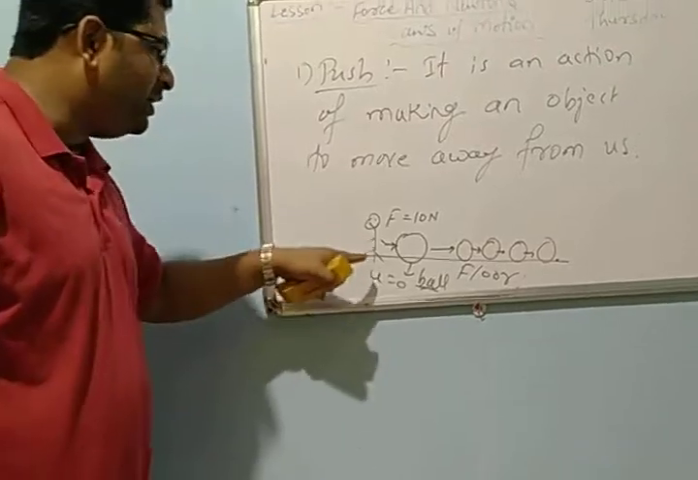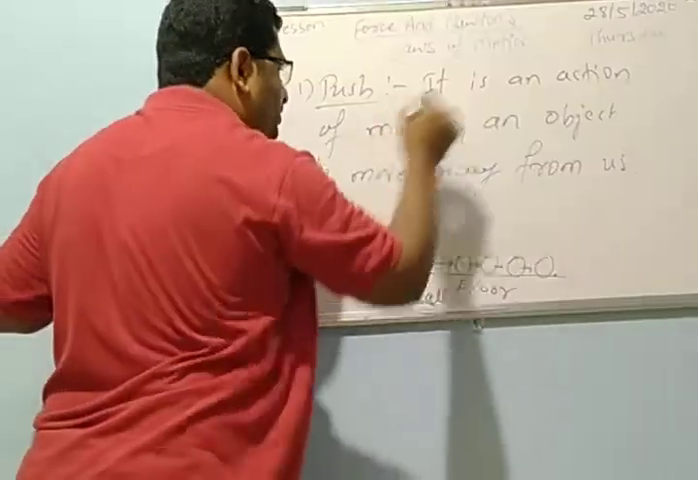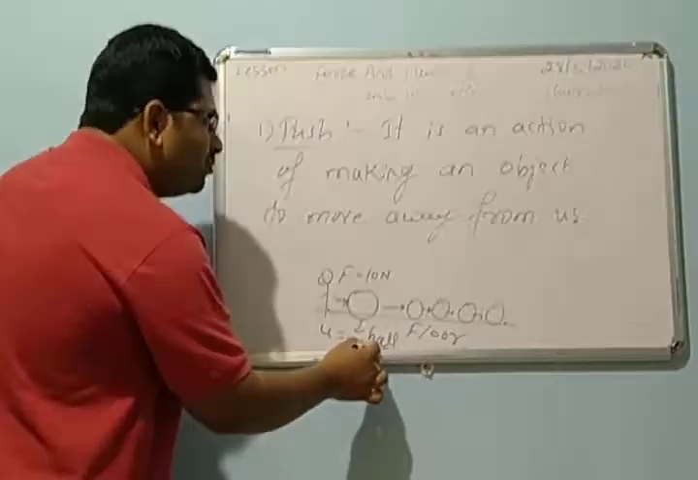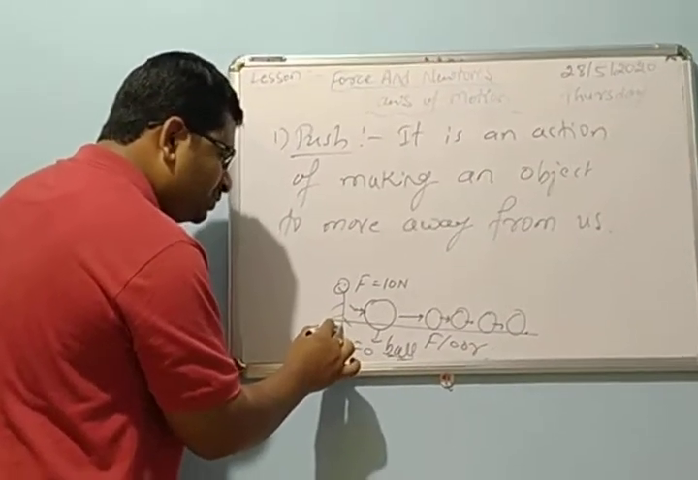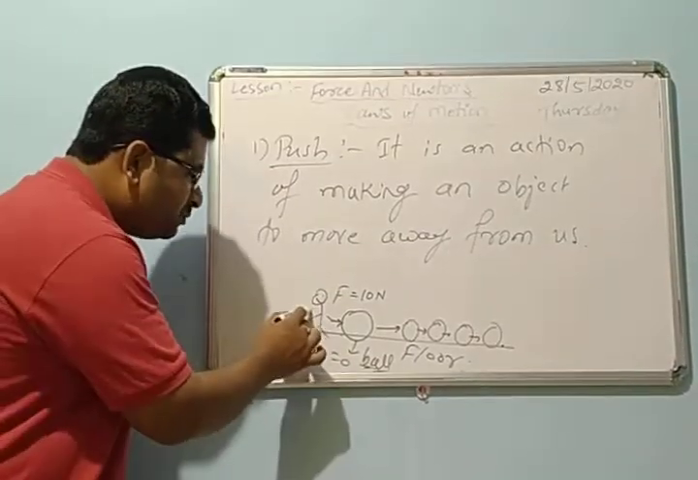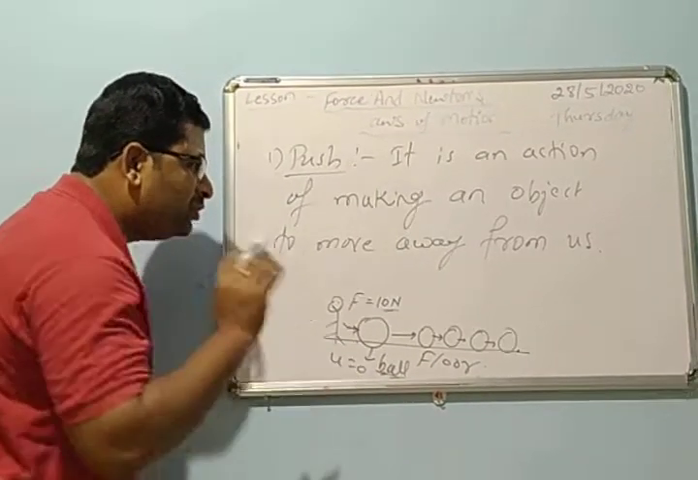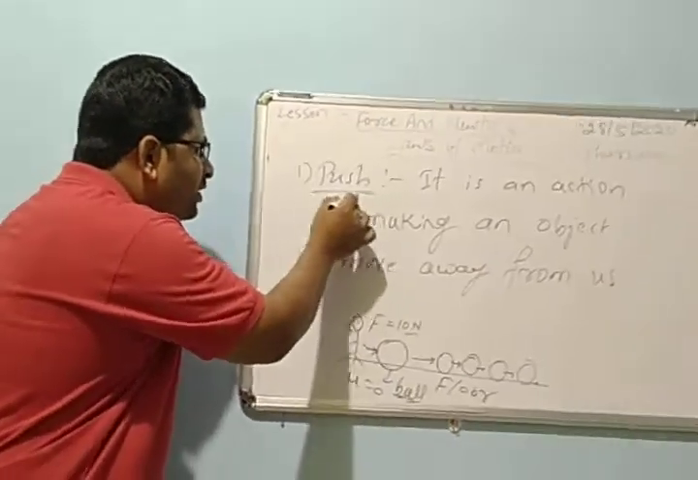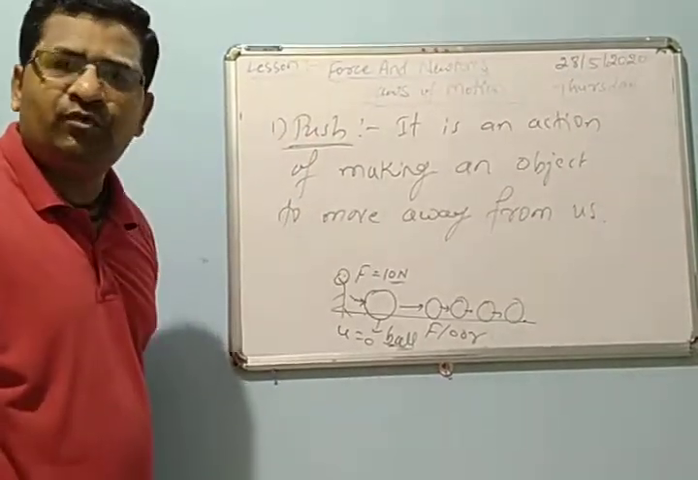So what he did is he pushed the ball. That means it is an action making an object, here the object is the ball, move away from him. He stands in this position only, but the ball showed displacement, just because this person applied a force of 10 Newton and made the ball move away from him. So this is the meaning of the action push, and it comes under the physical quantity force.